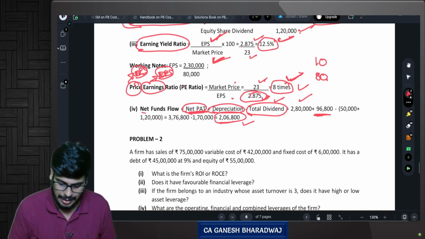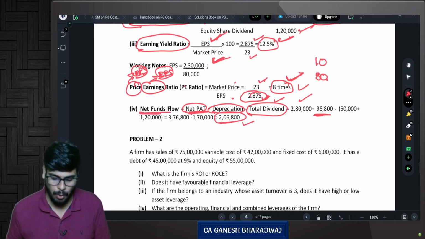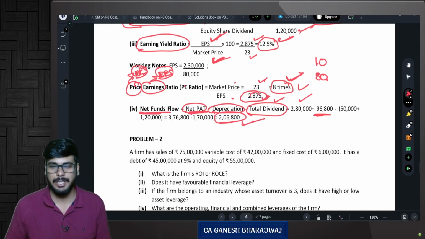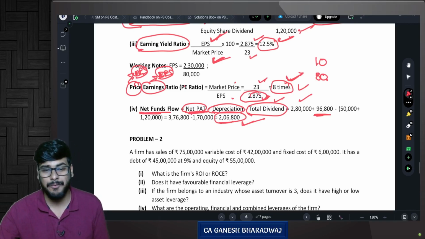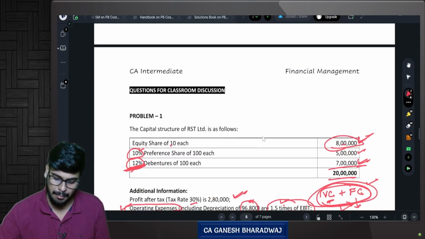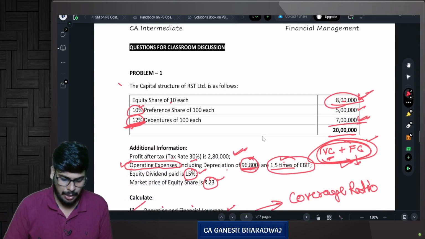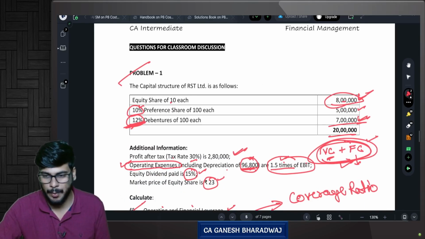Are you clear with this? That is called as net fund flow. Are you clear with it? Net funds flow. So this is a cash realized profit. That is the meaning of this 2,06,800. And with this, we have finished this entire question, just question number 1. Are you clear with this? So now let's move to the next question.